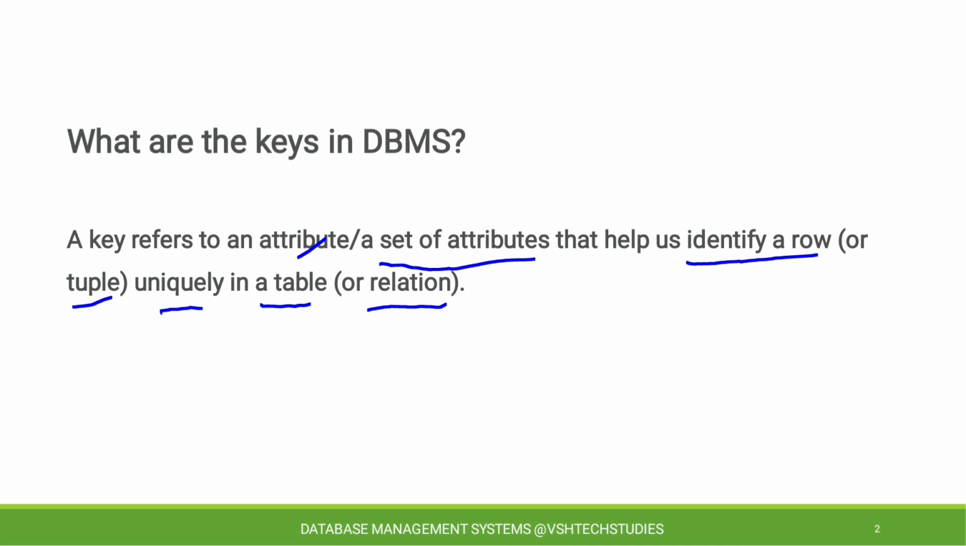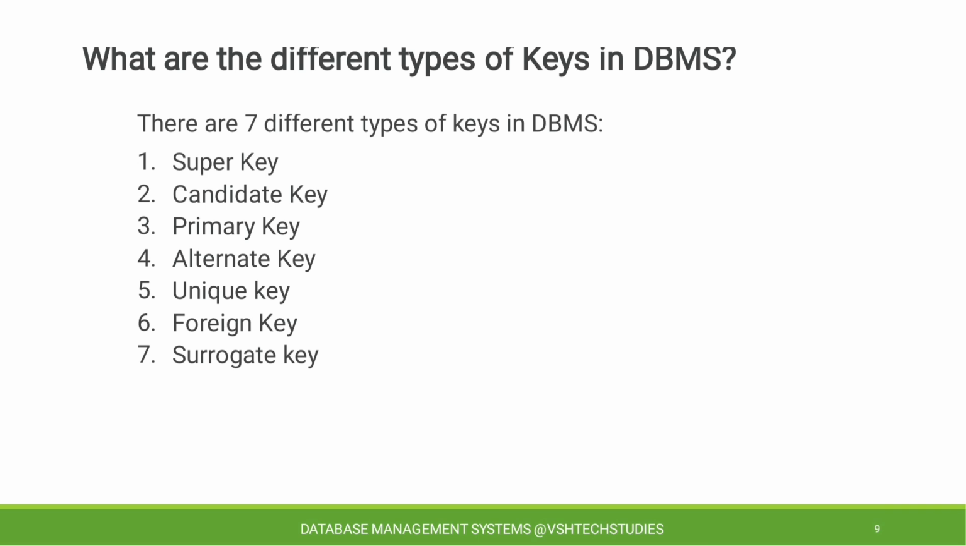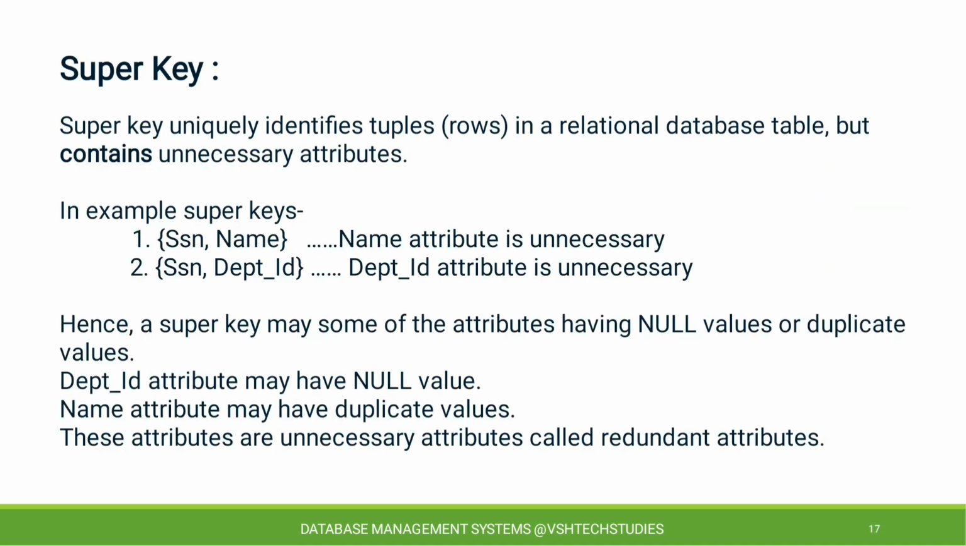Okay. So far we learned the meaning of keys in DBMS. Next we shall study what the different types of keys in DBMS are. There are 7 different types of keys in DBMS. They are super key, candidate key, primary key, alternate key, unique key, foreign key, and surrogate key. All these keys are unique identifiers, that is, they may have a single attribute or single column name, or they may have multiple attributes or multiple columns in identifying a row uniquely. But what is the meaning of each key and what are the differences between each key, that we shall study next. First we shall take up super key.